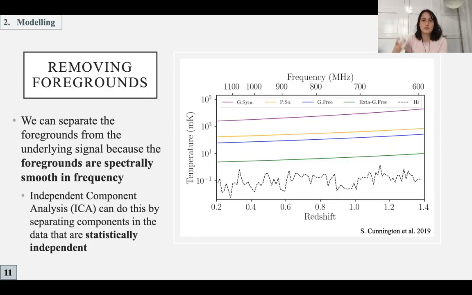So how can we then try and remove these foregrounds? Well, we can differentiate the foregrounds from our signal because the foregrounds are actually smooth in frequency or redshift. So they're smooth along the line of sight, whereas our signal isn't smooth because it's tracing structure. And we can use lots of different methods to try and remove these foregrounds. The one we use is something called independent component analysis, which basically differentiates the foregrounds from the signal by looking at them being statistically independent from each other. So basically, it's finding the foregrounds because they're spectrally smooth in frequency and the signal is not, and then it's removing the foregrounds.